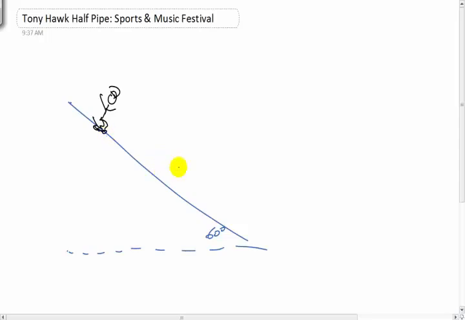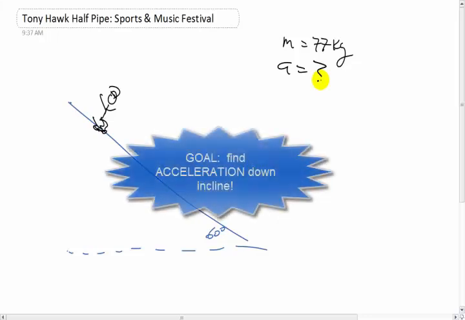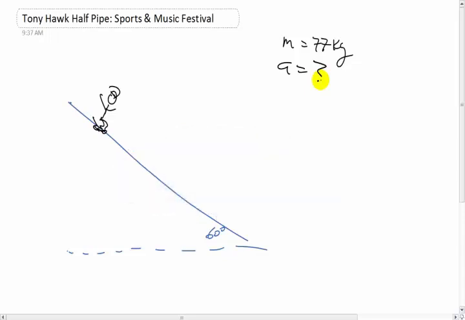What we need to know is a couple things. We need to know his mass, which was 77 kilograms. And we also need to know how fast he's going to accelerate down that incline. That's our ultimate goal. We're going to figure out, if Tony Hawk wipes out and he's sliding on a 60-degree incline, how much he would accelerate down that incline because of the pull of gravity. And that's something a half-pipe designer could use to adjust to make it safer. Because you don't want them accelerating too fast, or they're going to get injured. But if you make it not steep enough, it's really lame because they don't do cool tricks then. We need to know a couple things.